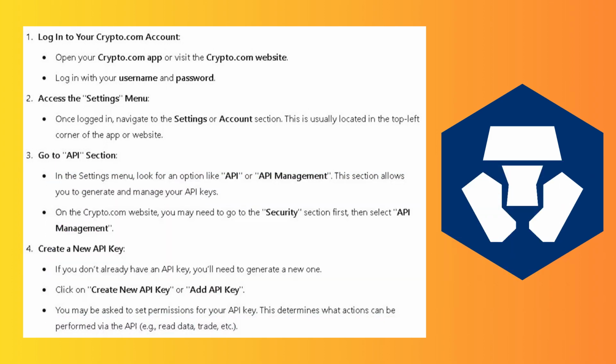First, log into your Crypto.com account. Open the Crypto.com app or visit the website. Log in using your username and password. Then, once logged in, navigate to the settings or account section. This is usually located in the top left corner of the app.